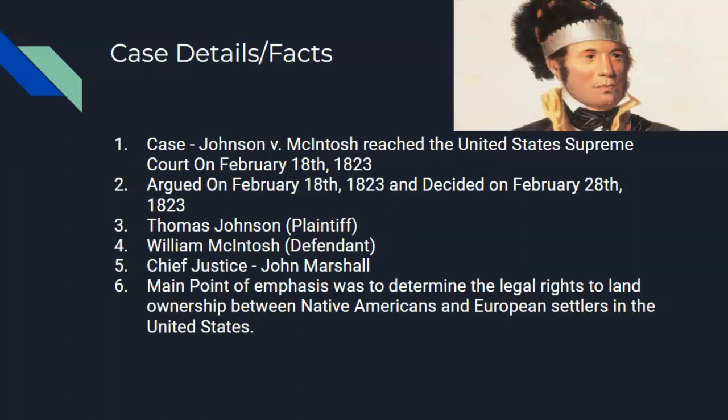Thomas Johnson is the plaintiff, while William McIntosh is the defendant. And obviously, Chief Justice John Marshall was the one who decided this controversy. The main point of emphasis was to determine the legal rights to land ownership between Native Americans and European settlers in the United States. And top right is William McIntosh, a non-Native American purchaser. He believed that Native Americans only had partial occupancy to their land and not outright ownership.